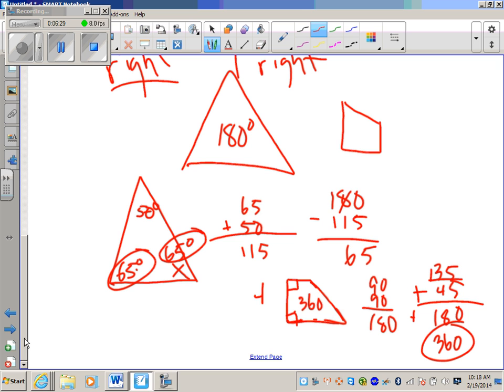Any questions on finding the missing angle measurement? You want to try one on your own? No? Yes?